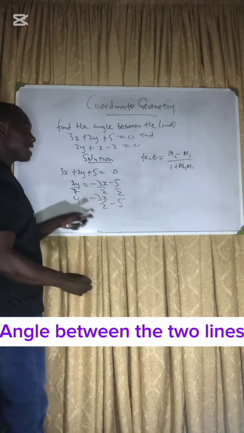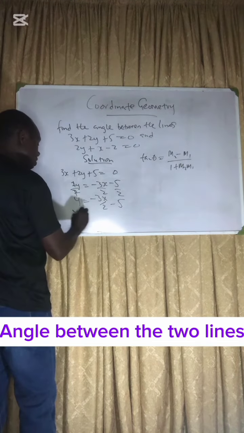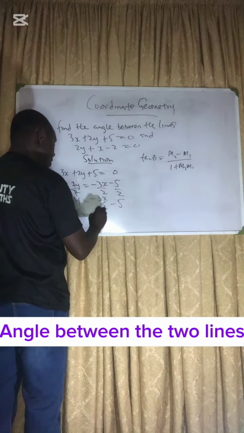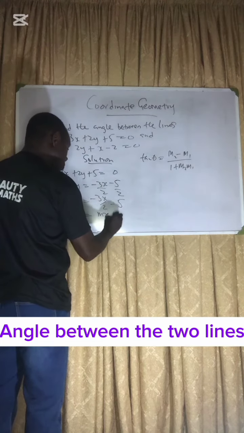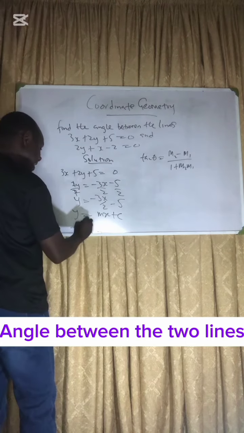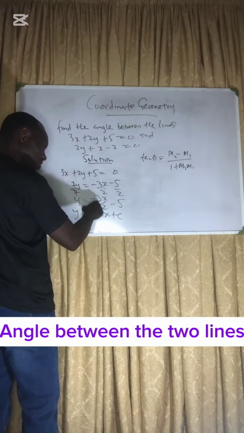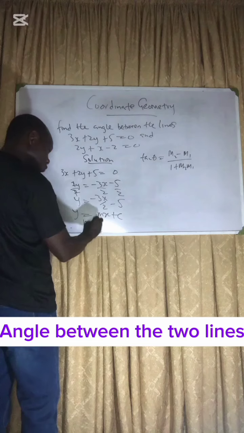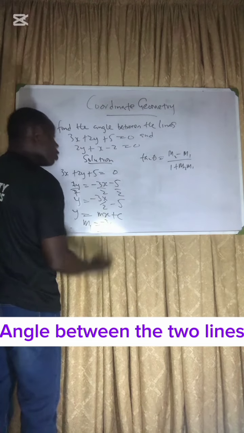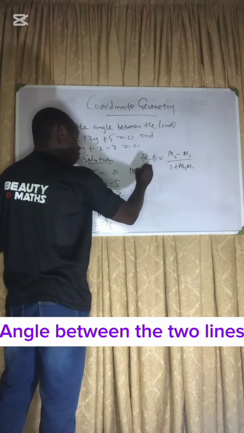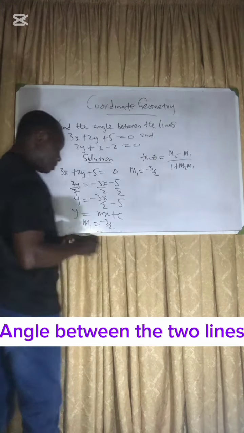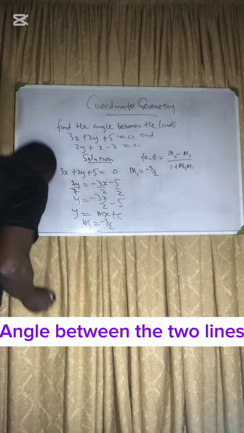When you compare this equation with the equation of a straight line, y = mx + c, you can see that my m, which is m1 here, the gradient, is -3/2. So I keep that as my m1, which is -3/2.